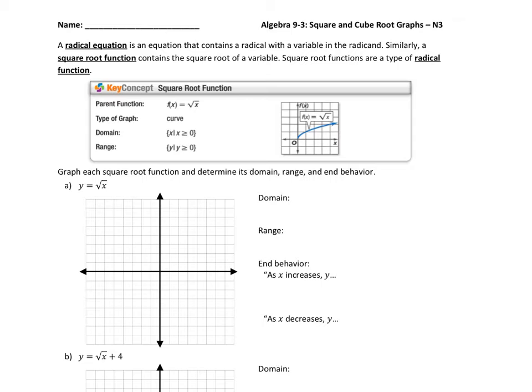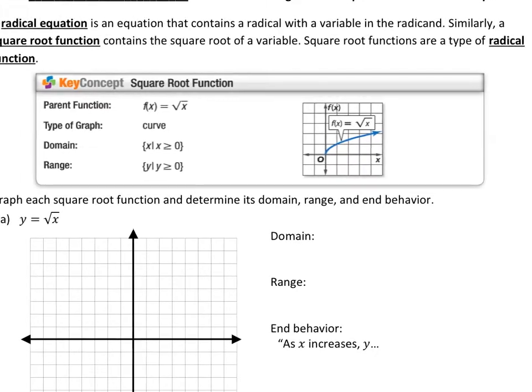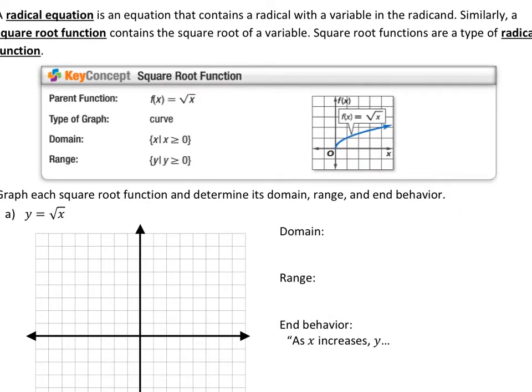So we know functions. Now we're using the word radical as we're going to have the square root symbol inside the function. All right, so just going over this first key concept. The parent function for radical functions is f of x, that's our function notation, equals the square root of x. The type of graph that it makes, well, it's going to make kind of a curve. So notice this blue line here is that kind of curve.